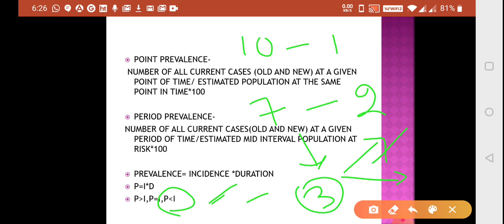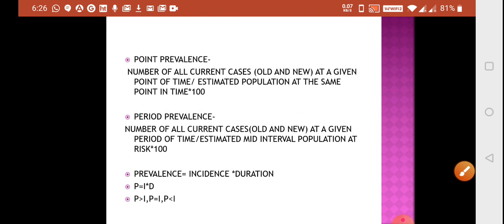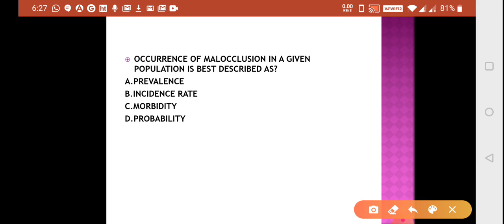Now, say for example, what is happening in COVID? The prevalence is increasing, fine, and incidence is also increasing. So prevalence equal to incidence is a separate thing. But whenever the prevalence is less and incidence is increasing, that means the disease is fatal or curable. The question can come: occurrence of malocclusion in a given population is best described by. How much malocclusion there is in a population is best described by prevalence.